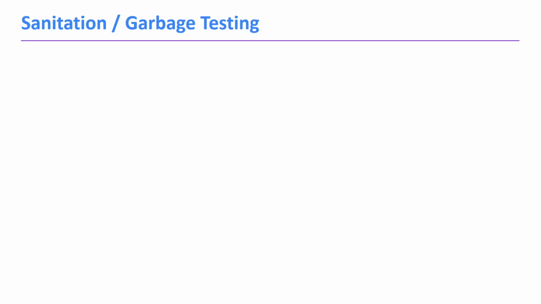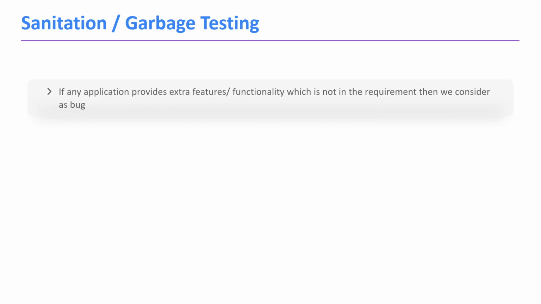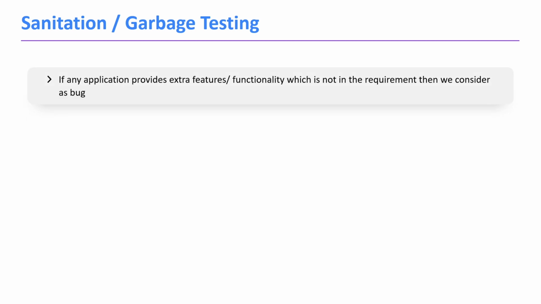Next is sanitation or garbage testing. If our application provides any extra feature or functionality which is not part of the requirement, we consider that a bug, so we have to remove it from the application and then test it again.